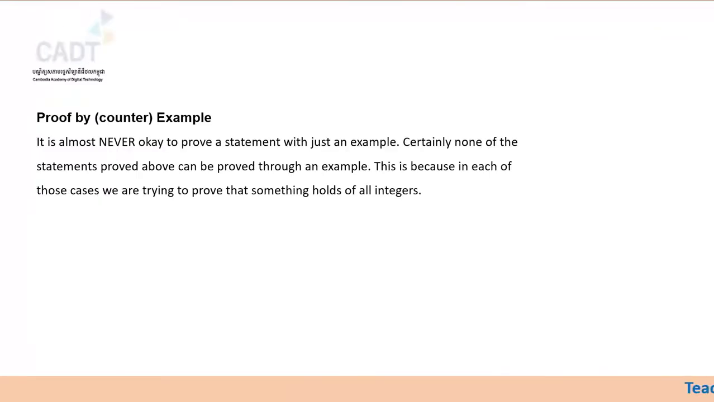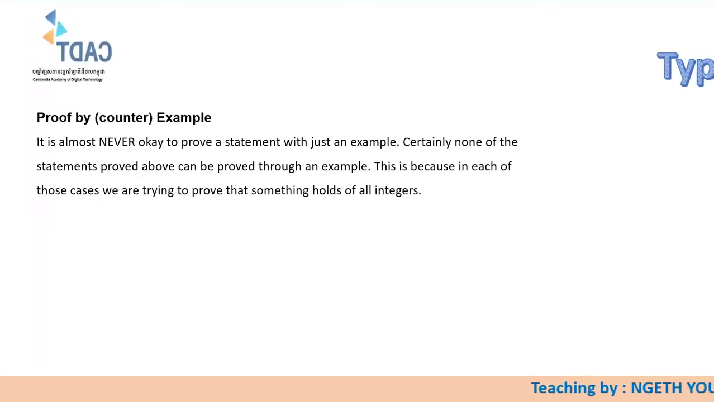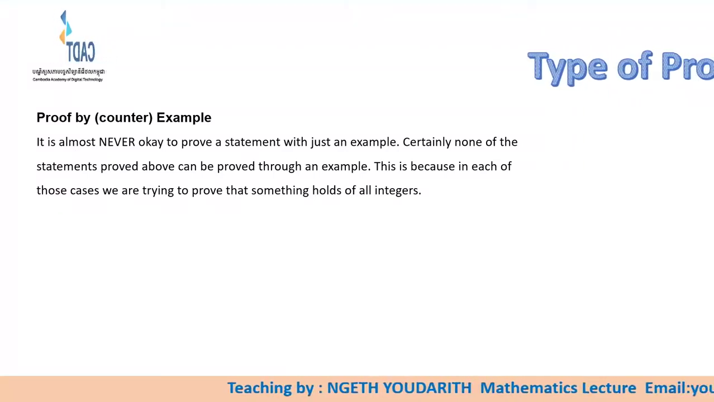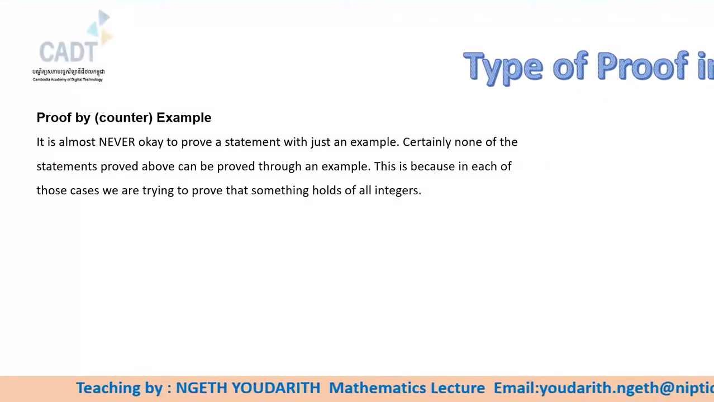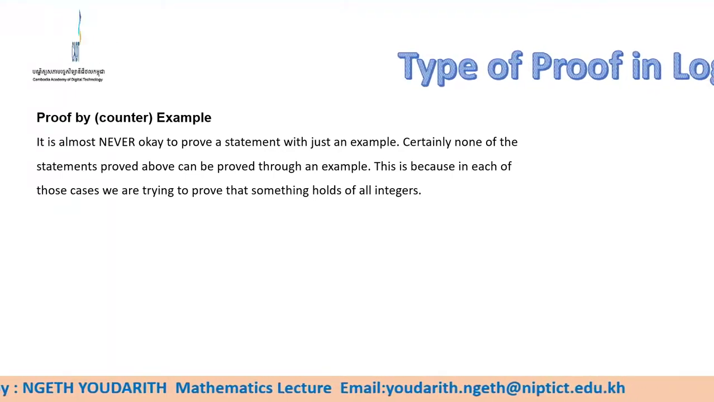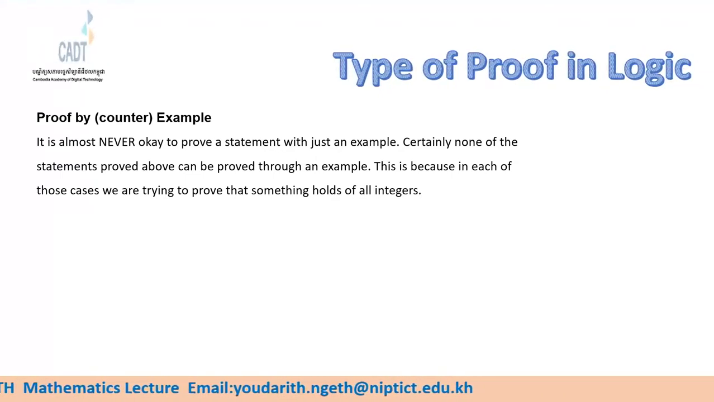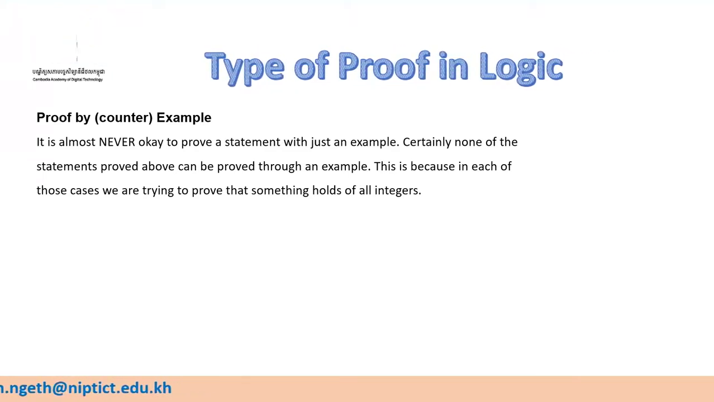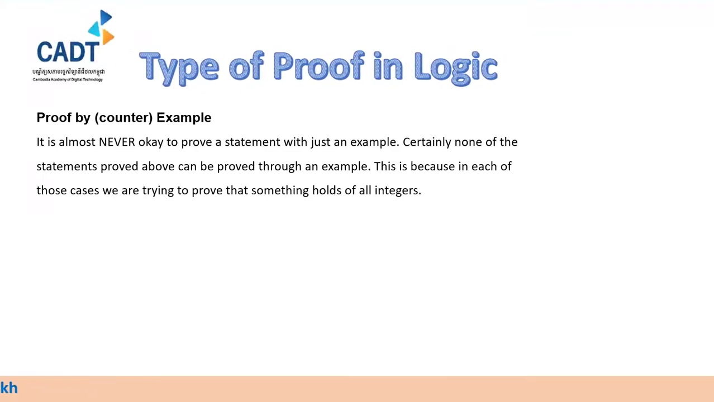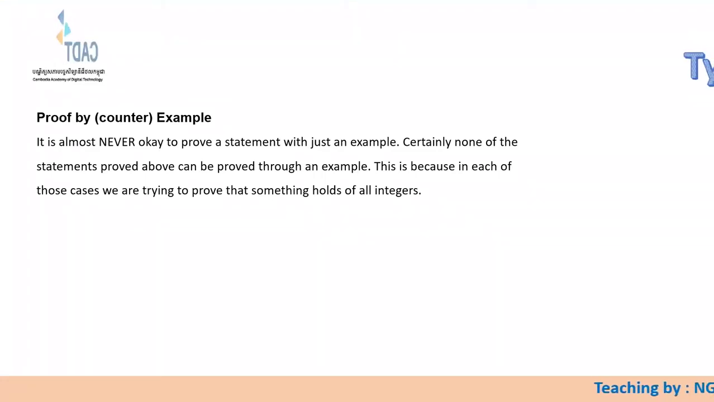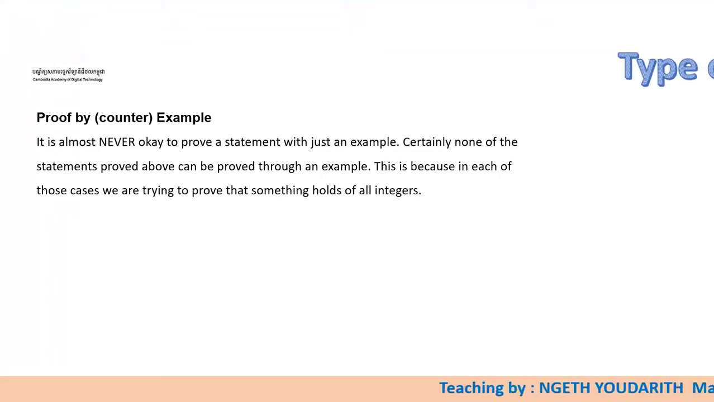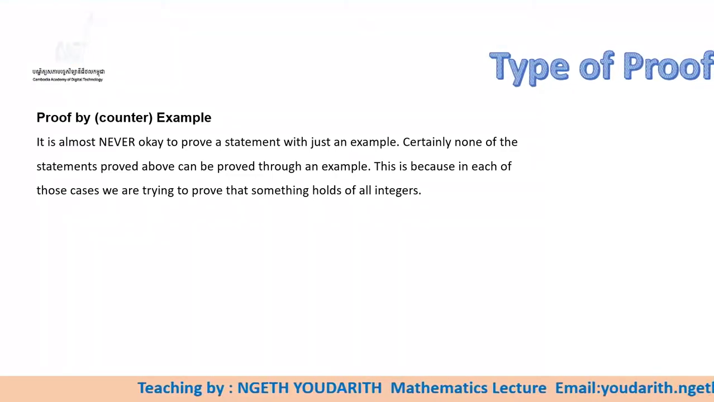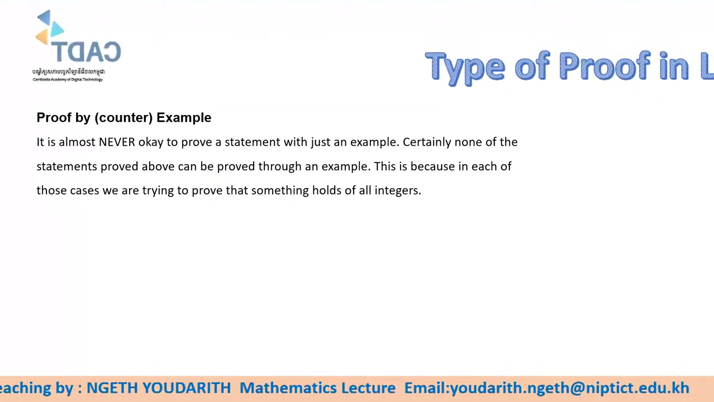And proof by counterexample, or proof by example. It is almost never okay to prove a statement with just an example, certainly not for statements that say something holds for all integers, because in each of those cases we are trying to prove that something holds for all integers.